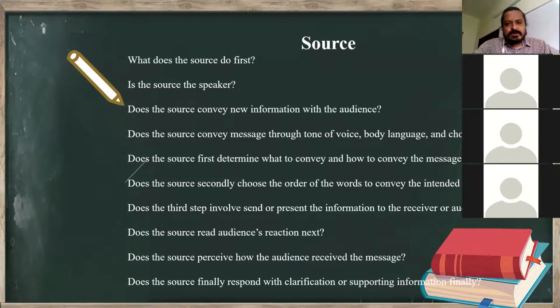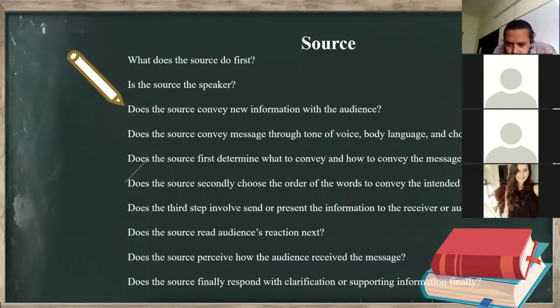Okay? Does the source convey a message through tone of voice, body language, and choice of clothing? What do you think? Yes, it does. How? So, for example, if you are speaking in a monotonous voice, it wouldn't be able to capture the students' attention as much as when you pause or emphasize certain words. And if you are in a classroom where you can actually see the students, when you use your hands and move around, it actually helps to maintain the attention that you need in the class.